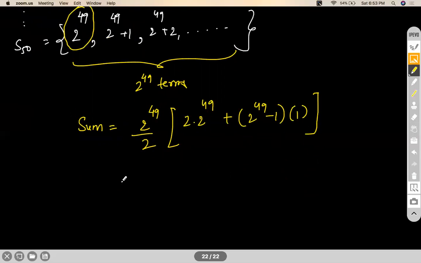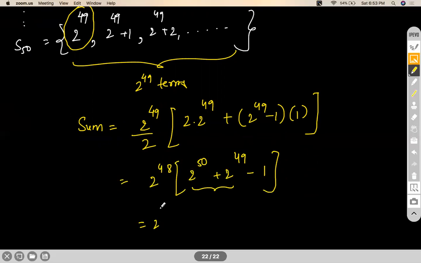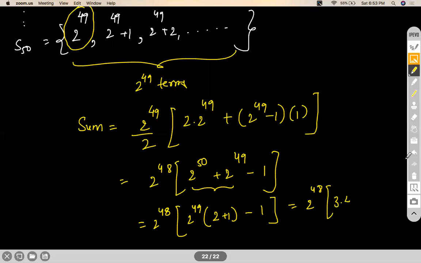On simplification, this will give you 2 to the power 48 times, this is 2 to the power 50, this is 2 to the power 49 minus 1. And if you want, you can club these two terms by taking 2 to the power 49 common. So it'll give you 2 plus 1 minus 1. So this is nothing but 2 to the power 48 times 3 times 2 to the power 49 minus 1, which gives you 3 into 2 to the power 97 minus 2 to the power 48.